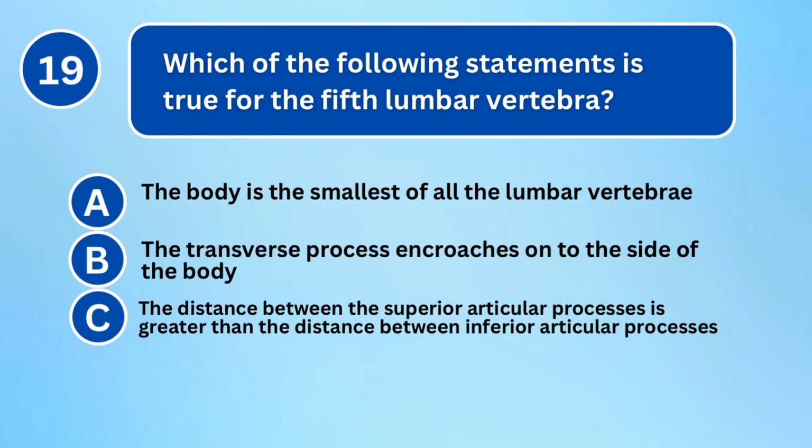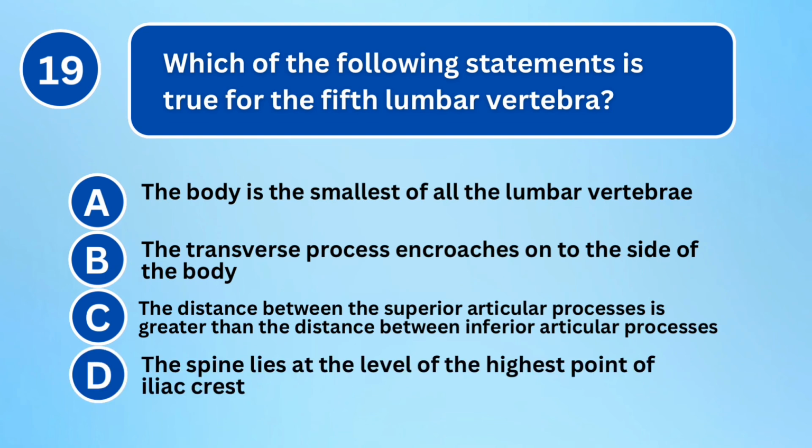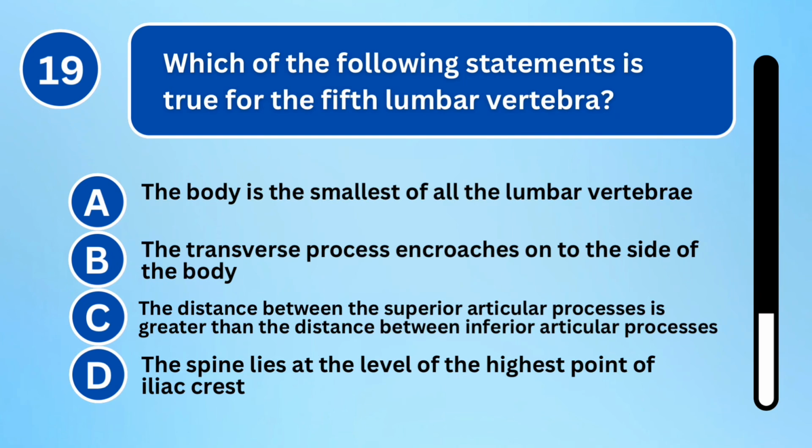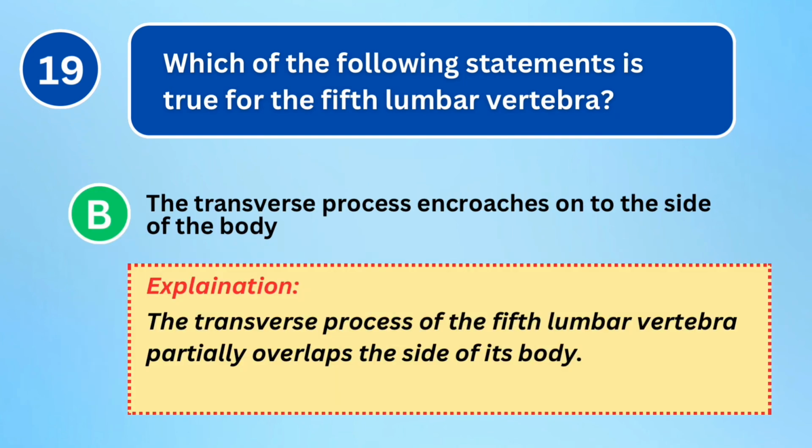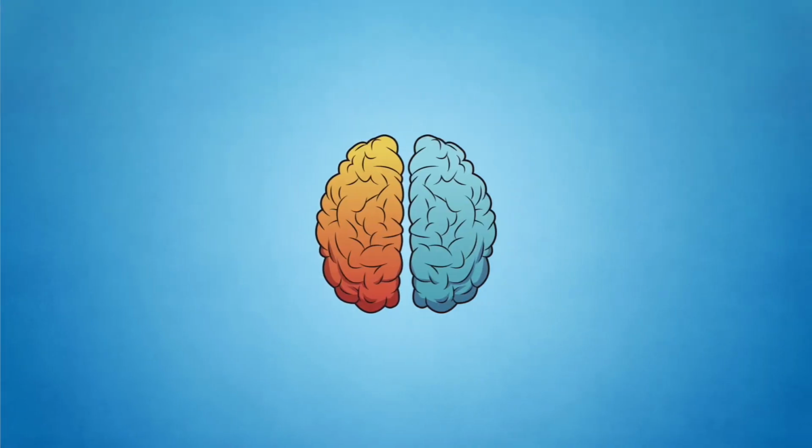Which of the following statements is true for the fifth lumbar vertebra? A. The body is the smallest of all the lumbar vertebrae. B. The transverse process encroaches onto the side of the body. C. The distance between the superior articular processes is greater than the distance between inferior articular processes. D. The spine lies at the level of the highest point of iliac crest. Correct answer is B. The transverse process encroaches onto the side of the body.